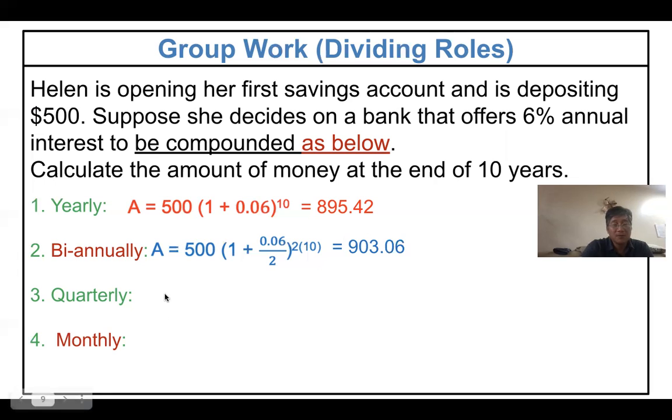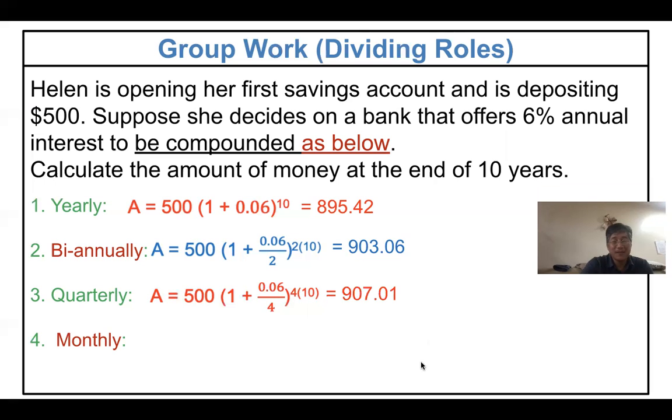How about if you compound 4 times? Divide by 4 here, right? And multiply by 4. So we can assume that it'll be a little bit bigger than $903, which is $907.01, right? Then monthly, obviously it'll be more than this. So you divide by 12, here the interest rate will be divided by 12, and the number of payments is 10 years times 12. So it'll be $909.70. So does everybody understand? Okay, we'll stop here.